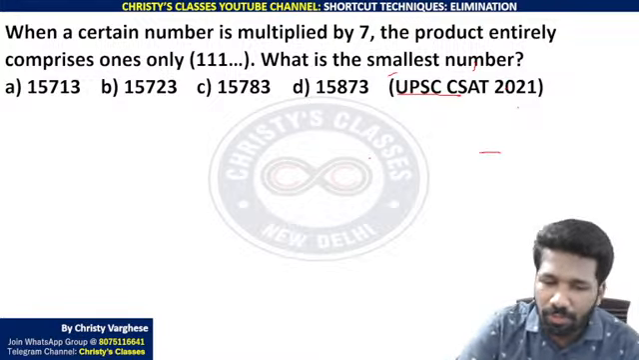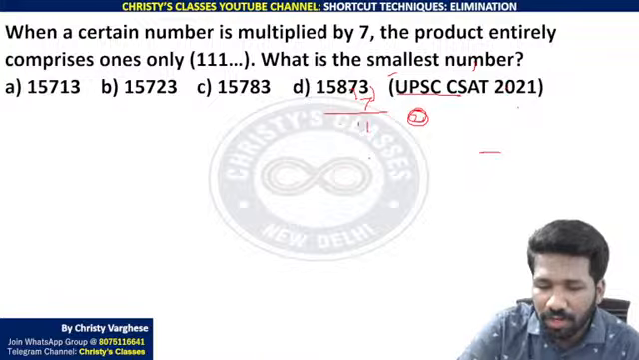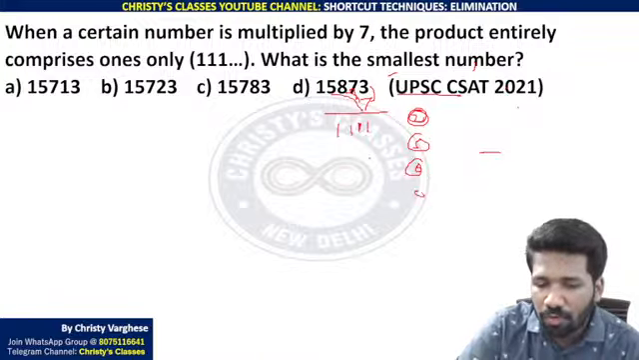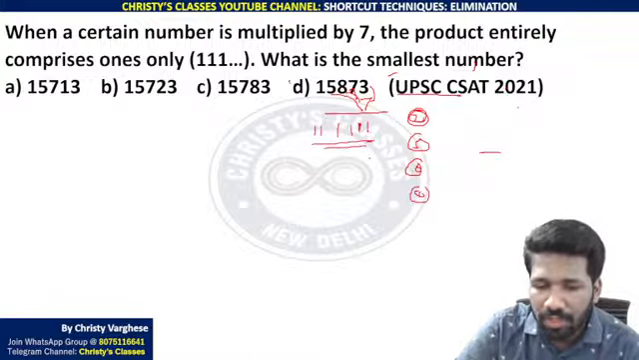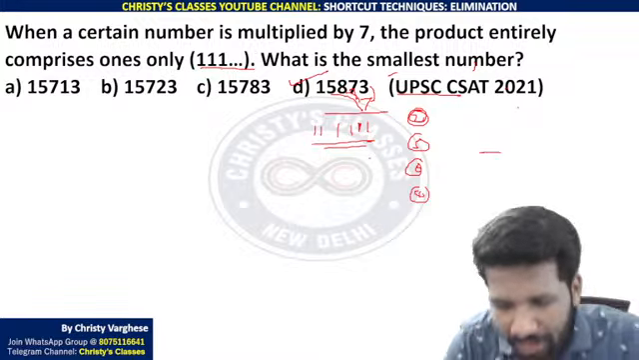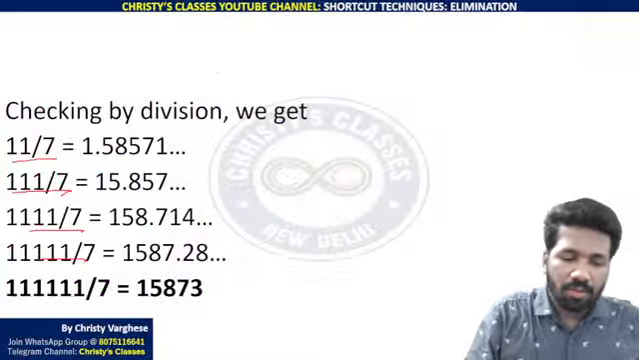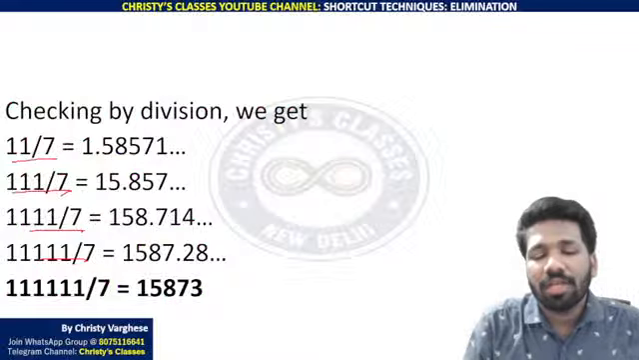But let us just verify here. If you multiply 7 into 3, 21, 2 is the carryover. 7 into 7, 49 plus 2, 51. 5 is the carryover. 8 into 7, 56 plus 5, 61. 6 is the carryover. 5 into 7, 35 plus 6, 41. 4 is the carryover. 1 into 7 plus 4, 11. So 1, 1, 1, 1, 1, 1. That is clearly satisfying the all-ones condition. So option D is the correct answer. I hope all of you are understanding. So that is how elimination can help you.